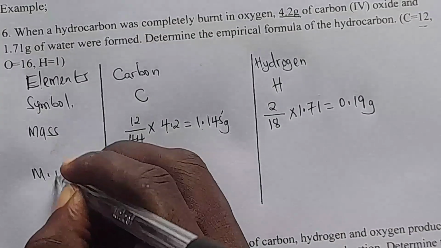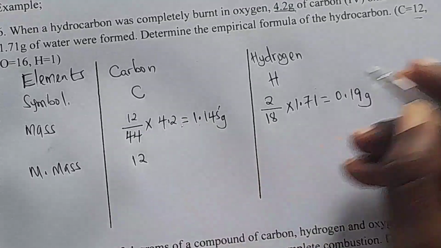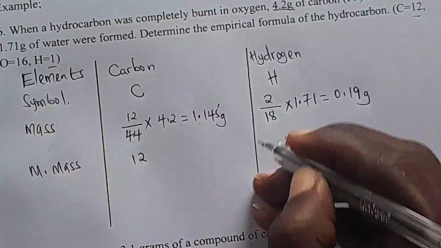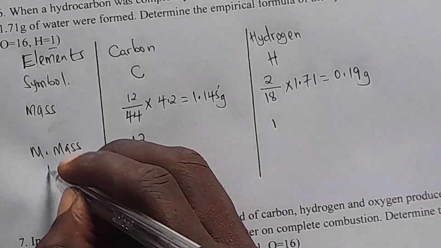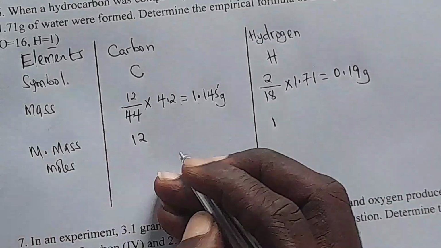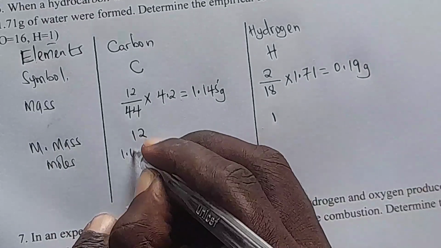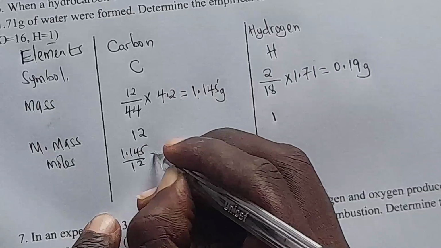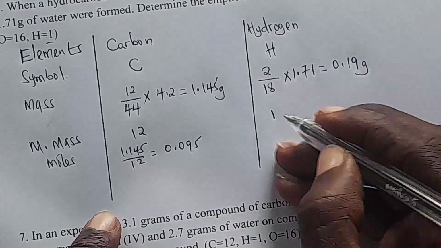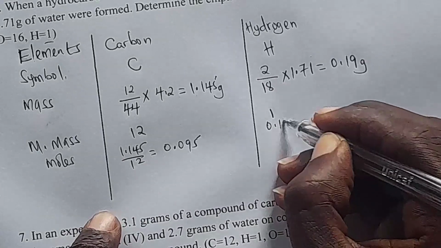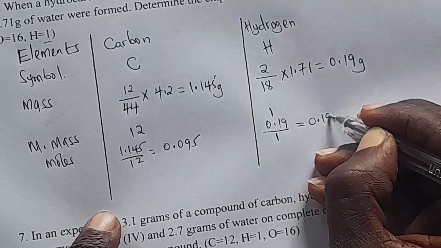Okay, next, after mass, we were dealing with molar mass. The molar mass of carbon is given in the bracket, that's 12. The one for hydrogen is given in the bracket, that's 1. After molar mass, we were dealing with moles. How will you get moles? Moles is given by mass over molar mass. In this case, 1.145 divided by 12. Here we are going to get 0.095 moles. For hydrogen we have 0.19 as the mass over the molar mass, which is 1. We are going to get 0.19.